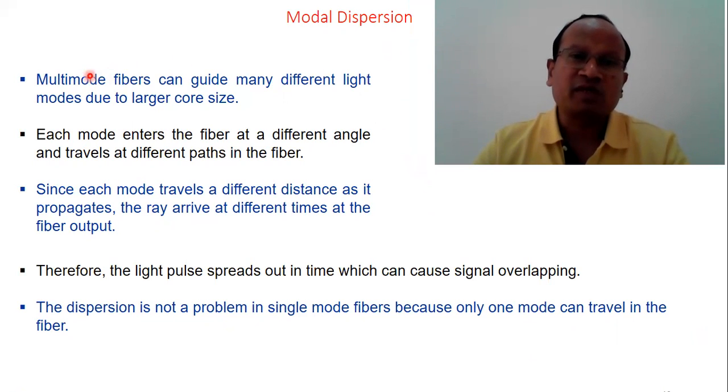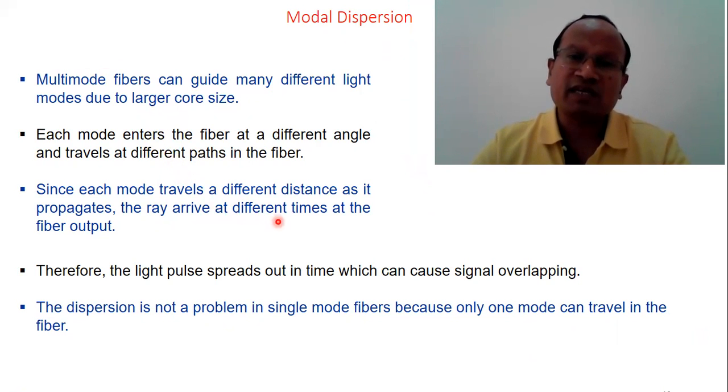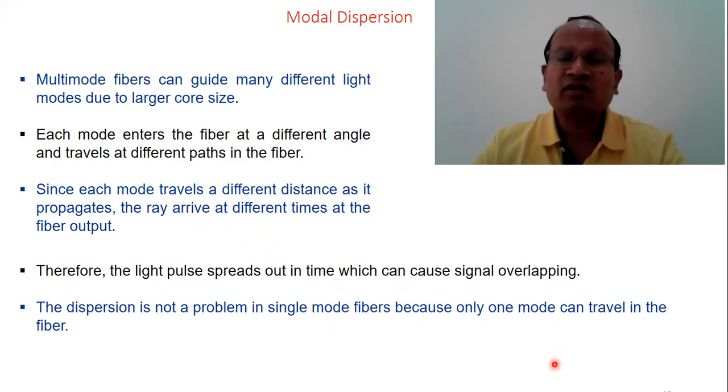Modal dispersion: multimode fibers can guide many different light modes due to large core diameter. Each mode enters the fiber at a different angle and travels on a different path in the fiber. Since each mode travels a different distance, the rays arrive at different times at the fiber output. The light pulse spreads out in time, which may cause signal overlapping. And dispersion is not a big problem in single mode fiber because there will be a single mode, so the possibility of dispersion in single mode fiber is not very high. This is about modal dispersion.